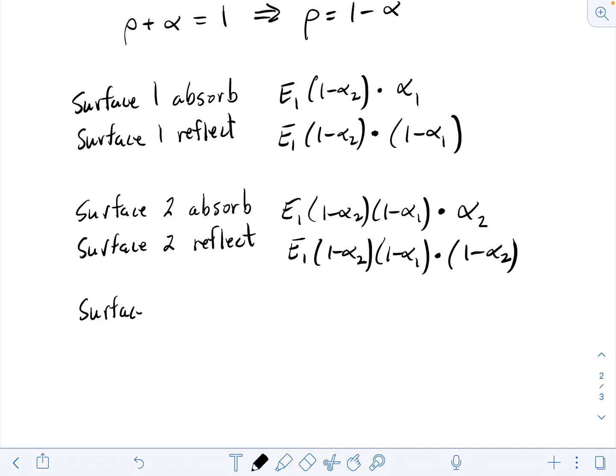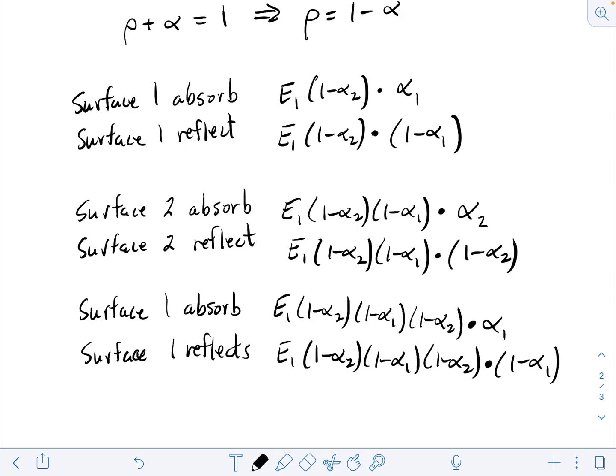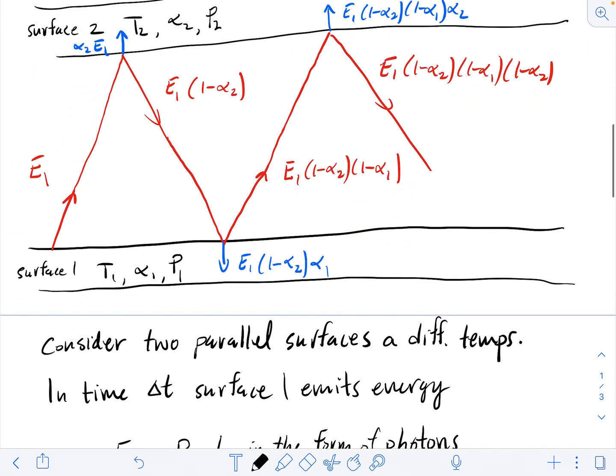We'll do one more iteration of this, and we'll say that surface 1 is now going to absorb. So the incident energy is E1(1 minus alpha 2)(1 minus alpha 1)(1 minus alpha 2), and the absorbed fraction is determined by alpha 1. Surface 1 reflects. Incident energy is E1(1 minus alpha 2)(1 minus alpha 1)(1 minus alpha 2), and then the reflected part is (1 minus alpha 1).